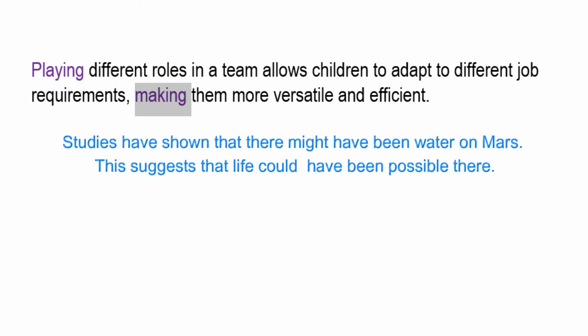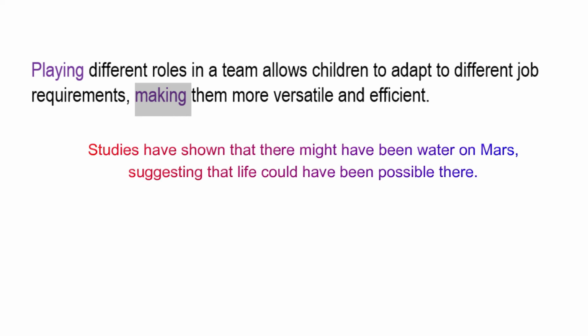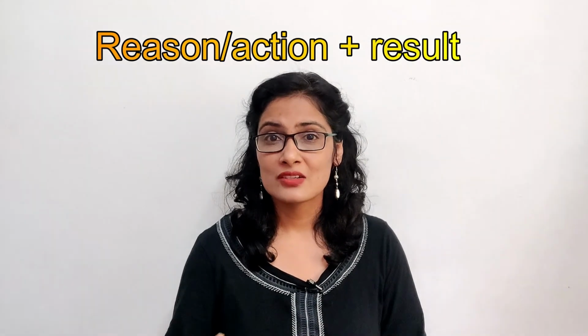Now let's try to join these sentences. Studies have shown that there might have been water on Mars. This suggests that life could have been possible there. Studies have shown that there might have been water on Mars, suggesting that life could have been possible there. So yes, explanation of a point and adding the result of that point. That is where you can use the gerund both in a subject position of a sentence and as a linking word, adding the next result onto that sentence.